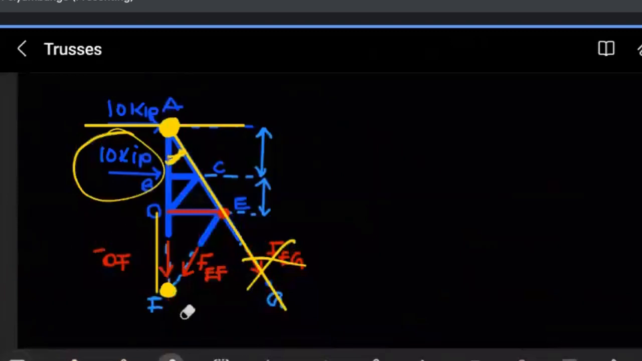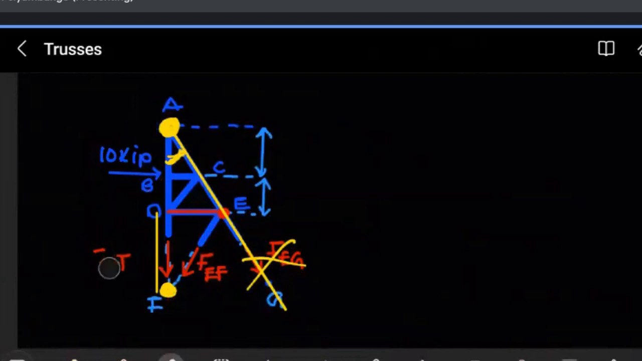So if we take moments about A, in this case, only EF will cause a rotation, and this 10 kip. So I'll remove this because it won't cause rotation about A. I'll also remove the DF there. It won't cause rotation about A. And I'll also remove this. It won't cause rotation about A. The only ones causing rotation about A are the 10 kip here and the force EF. So how are we going to work them out?